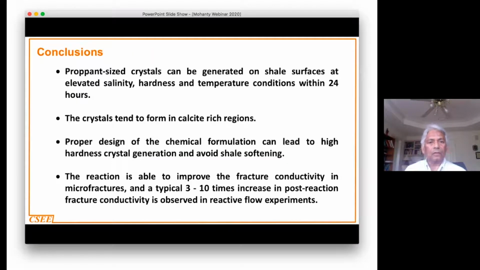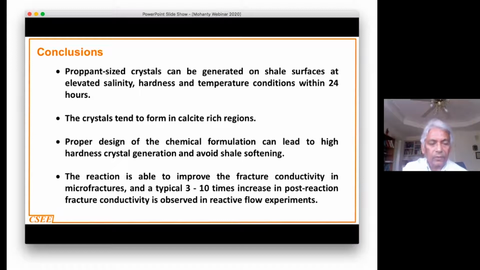Right. So I'll now wrap up this section. As you can see, we can make proppant-sized crystals by injecting some chemicals and reacting it for less than a day or 24 hours. So we hope in the field we can inject these chemicals, and during the shut-in time you form these crystals and then you flow back. And by that time the crystals are formed, so the microfractures stay open.